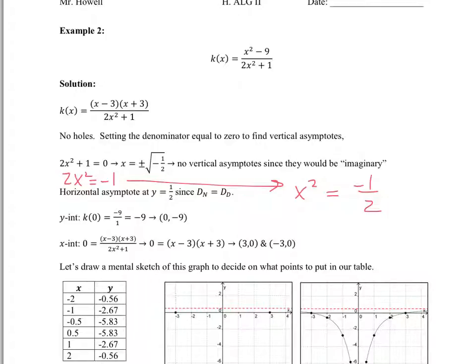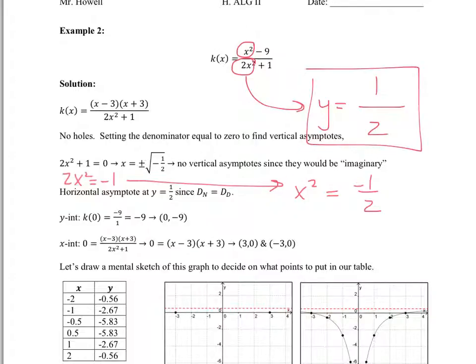Continue. So the degrees of the numerator and denominator are the same, so you have a horizontal asymptote at 1/2. Where does the 1/2 come from? It's x squared over 2x squared, so that's 1 over 2. Yeah, so remember, when the degrees are the same for these two, x squared and 2x squared, we look at the ratio of the leading coefficients. The leading coefficient of the numerator is 1. The leading coefficient of the denominator is 2. So y equals 1/2 is our horizontal asymptote.